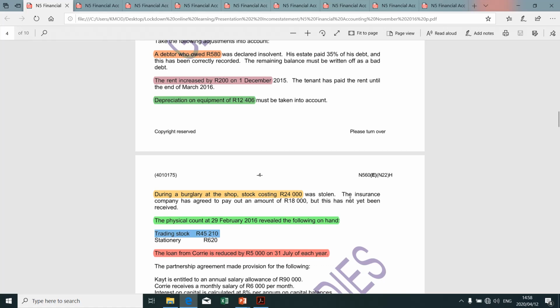The partnership had insured its stock, and it lost stock to the value of 24,000. But fortunately, due to the fact that it had insured its stock, it was able to recover 18,000 from the insurance company. So to calculate the loss due to burglary, we're going to take the proceeds of 18,000 and deduct the value of stock that we lost of 24,000. The difference between the two will be attributable to the loss due to burglary.